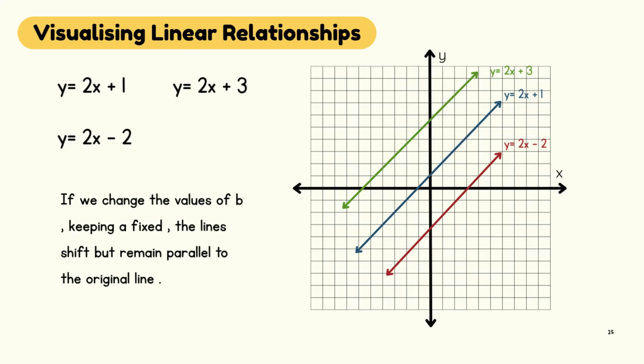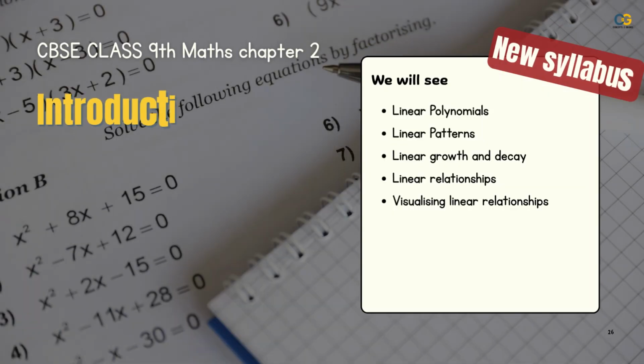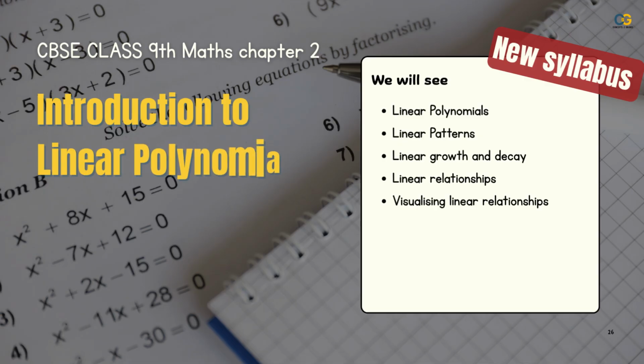So whenever you see a bunch of equations where the y-intercept is changing but the slope remains same, you know that they are parallel lines. And if the y-intercept is same, they are fixed at a point and they keep turning about that point. So this completes the chapter Introduction to Polynomials.